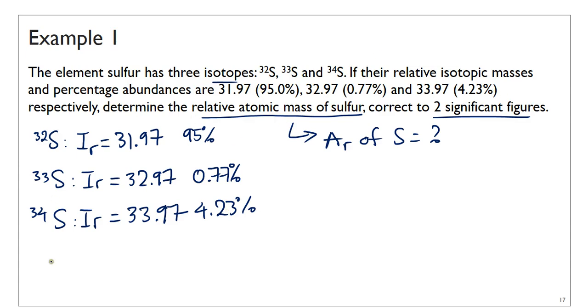So you have 3 isotopes. These are the IR of each isotope. These are the percentage abundances of each isotope, and this is the unknown that I need to find. This is a very simple question. All you need to do is to find the weighted average of these 3.